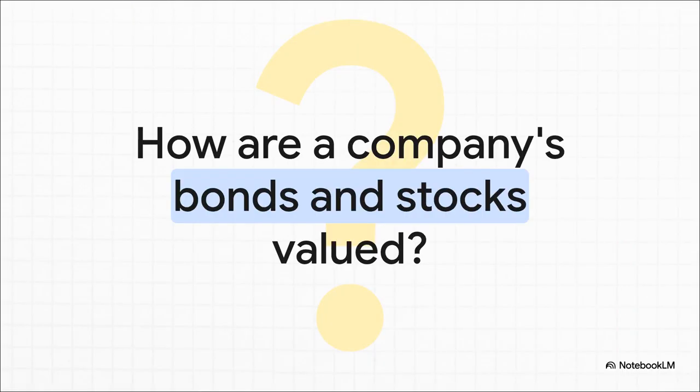So let's start with a basic question. Say a company owns a bond, and it's planning to collect payments on it, and it also owns some stock in another company. How does it put a number on those things in its financial reports? Is it what they paid for them? Is it today's market price? Well, the answer isn't just one simple rule. It's actually a decision tree. And by following its branches, we're going to uncover the core logic of IFRS 9.